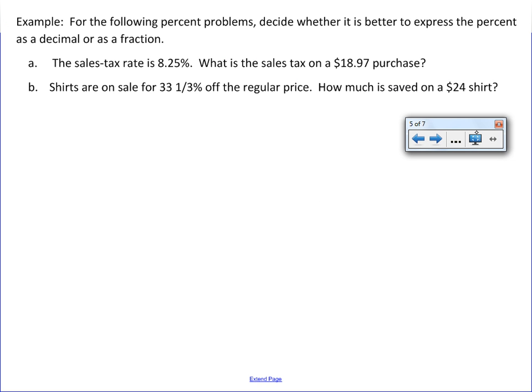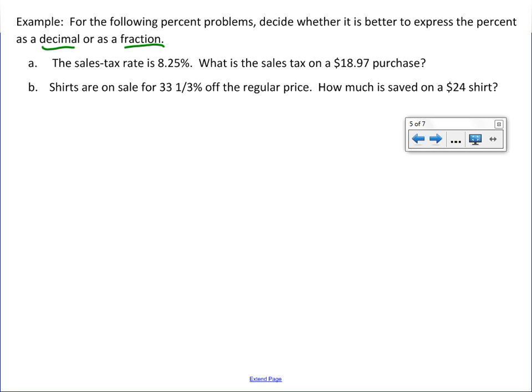For the following percent problems, decide whether it is better to express the percent as a decimal or as a fraction. Okay, it doesn't want us to solve these problems. It wants us to decide what's better, either a decimal or a fraction. So the sales tax rate is 8.25%. What is the sales tax on $18.97?